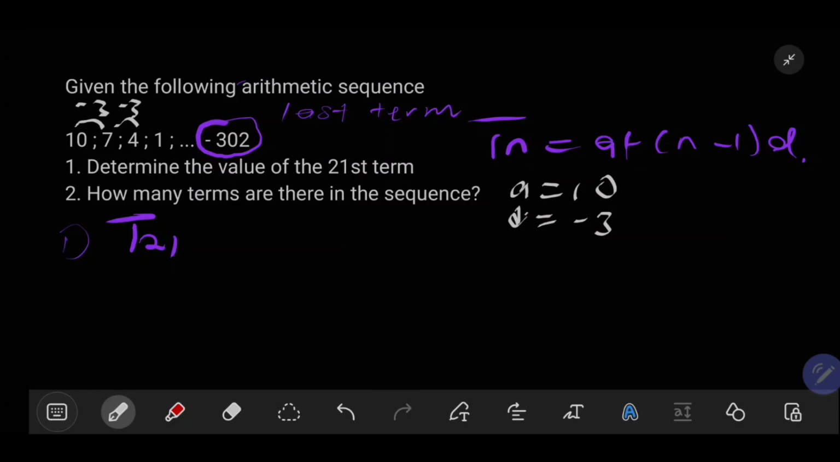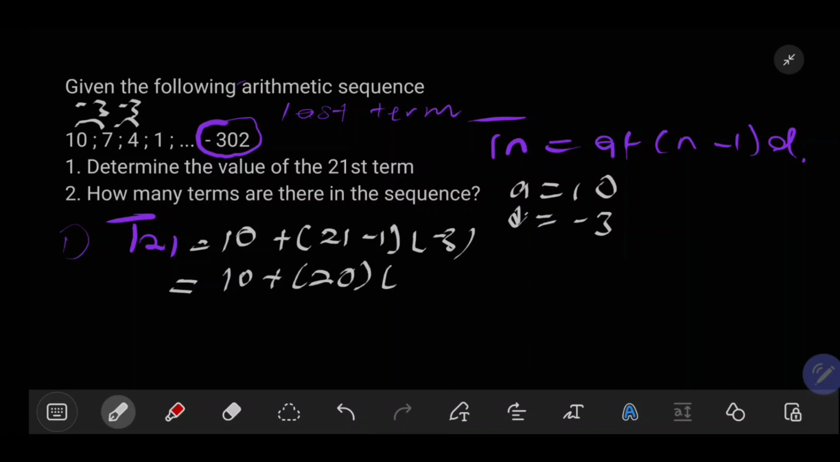For term number 21, our A value is 10, plus (n minus 1) where n is 21, and our difference is negative 3. When we simplify this, we have 10 plus 20 times negative 3. 20 multiplied by negative 3 is negative 60, plus 10 is negative 50. So the value of the 21st term is negative 50.